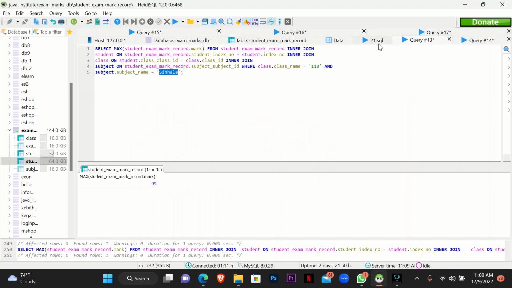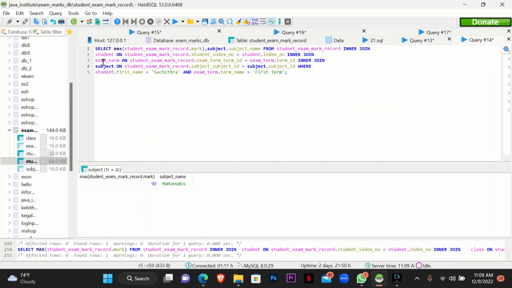When writing that query, as you can see, again I have selected the max and I have inner joined all the tables together. Then when writing the condition, I have checked whether the first name of the student is Sachitra and the term name is equal to first term. Then when I execute the query, here you can get the marks and the subject name. Here I have selected the mark and the subject name. Therefore I have got the result like this.